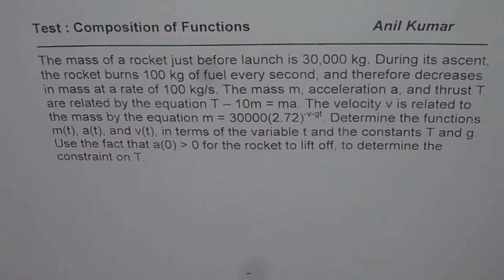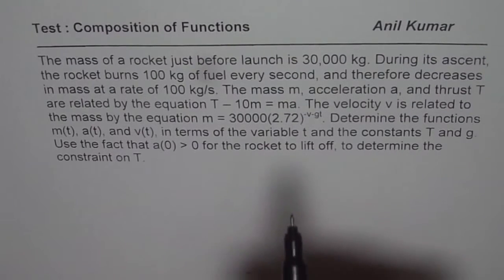Determine the functions m of t, a of t, and v of t in terms of variable t and the constants capital T and g. Use the fact that a of 0 should be greater than 0 for the rocket to lift off to determine the constraint on T. So I'd like you to pause the video, understand the question, and then look for my solution.